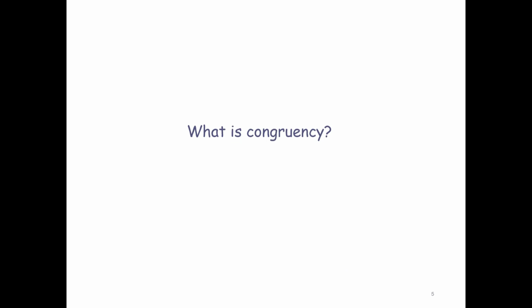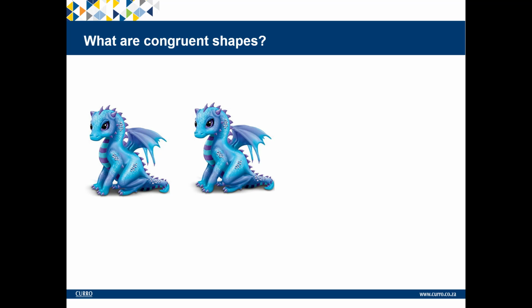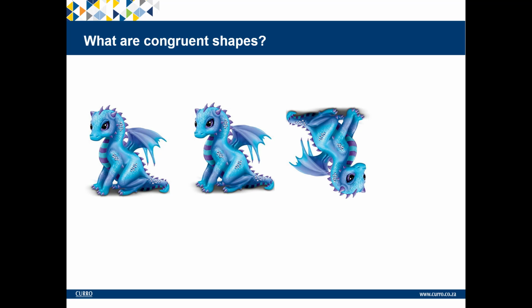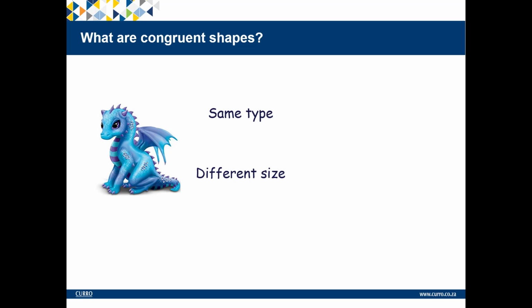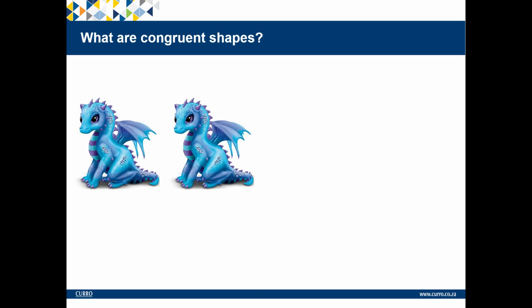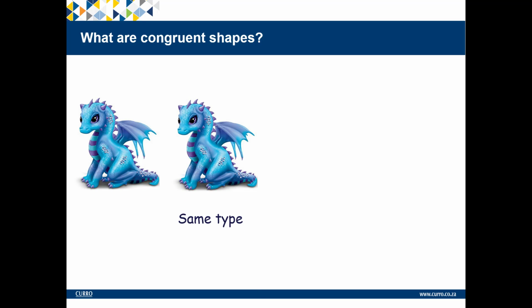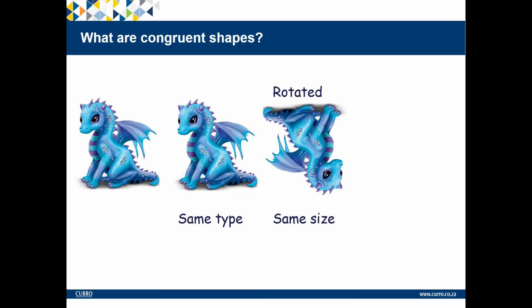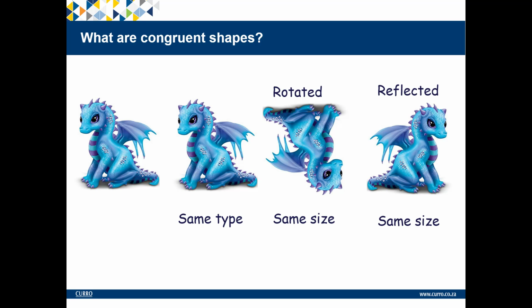What is congruency? Well, here is Xing. Here is a copy of Xing. Here is Xing rotated. All these shapes are congruent. If you look at this Xing, however, it's a different size Xing. So it's the same type but a different size. These two Xings are not congruent. Congruent: same type and same size, even if it's rotated or reflected.